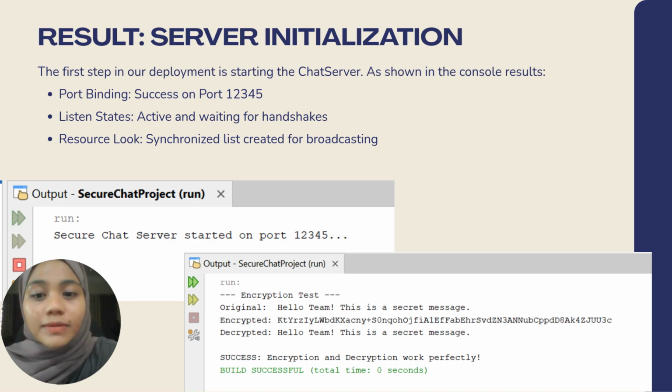Before implementing the chat features, we also tested our AES encryption and decryption functions. The console output shows the original message, the encrypted ciphertext, and also the decrypted message. Since the decrypted message matches the original plain text, it confirms that our encryption module is working correctly before integrating it into the chat application.